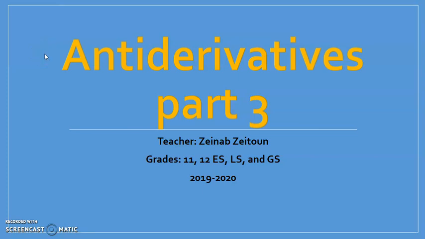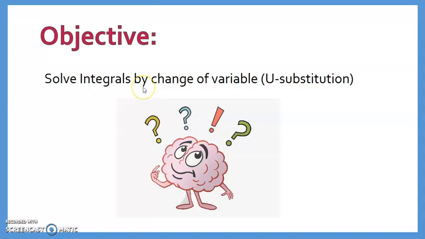This is Zainab Zaytoun. In this video, I'll explain the third and the final part of antiderivatives for grade 11. And as I said in the previous videos, this is a revision for grade 12. However, I highly advise grade 12 students to watch it too, since this part is important. The objective of this video is to solve integrals by change of variable, and it's often known as U-substitution.